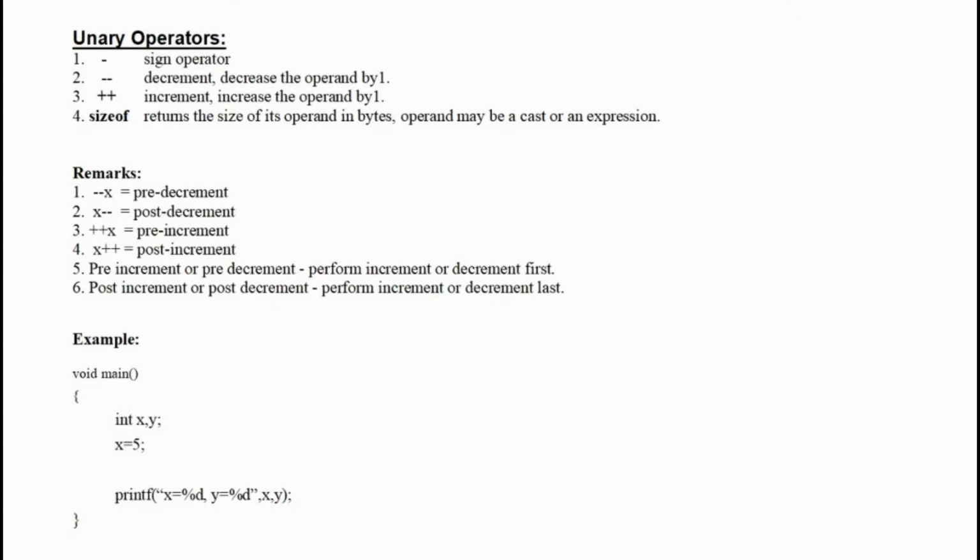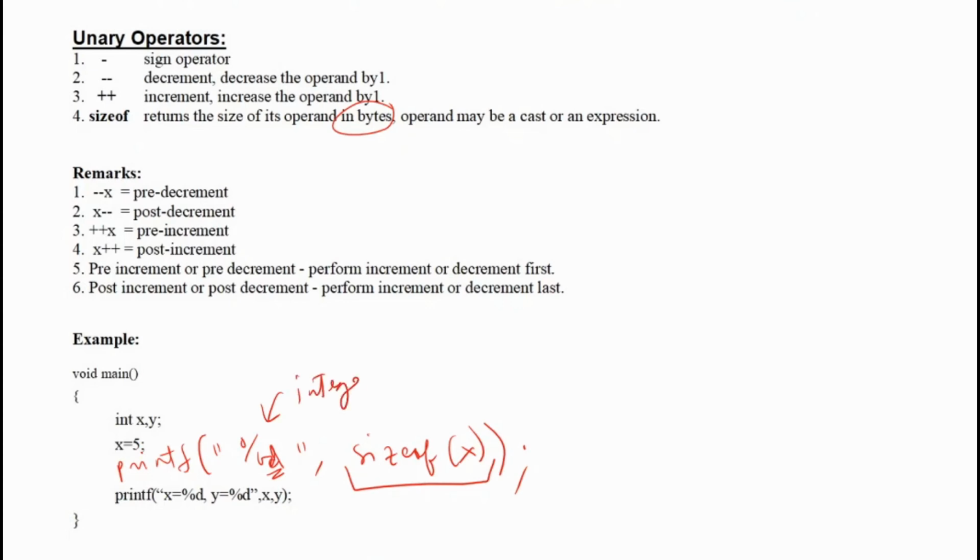The fourth unary operator we have here is sizeof. Sizeof returns the size of its operand in bytes, and the operand may be a cast or an expression. Say for example, we have here printf %d, and then we output the size of x. Now, why is the data type of the value returned by the sizeof operator integer? Because we use here %d, okay? This is the conversion specification for type integer.